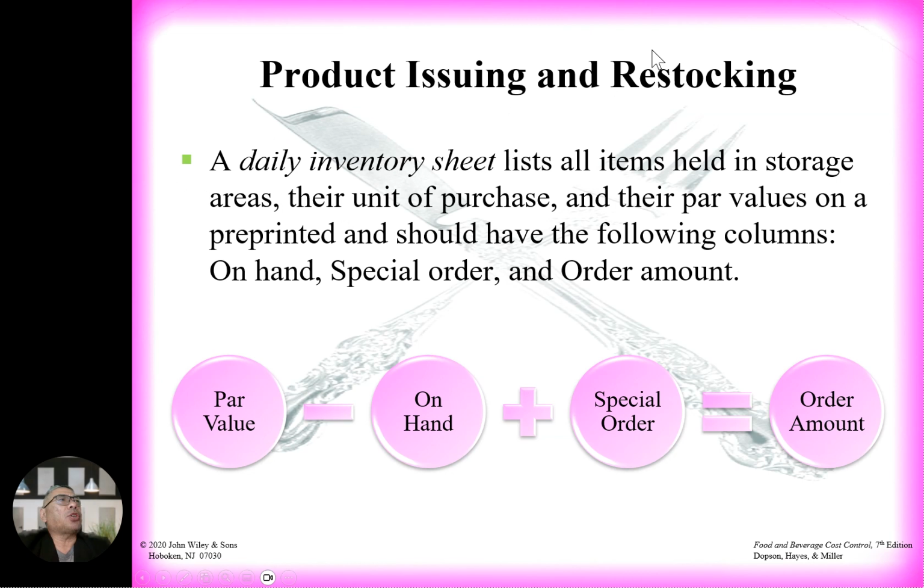So for product issuing and stocking, the daily inventory sheet lists all the items held in the storage area per unit and their par value, and should have the following columns: on hand, special order, and the order amount. The logic here: par value minus on hand plus special order gives you the order amount. So you get all of this, okay? And then move on to the next one.